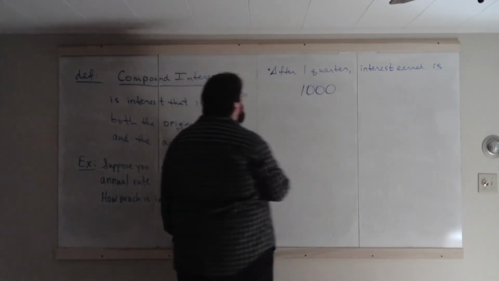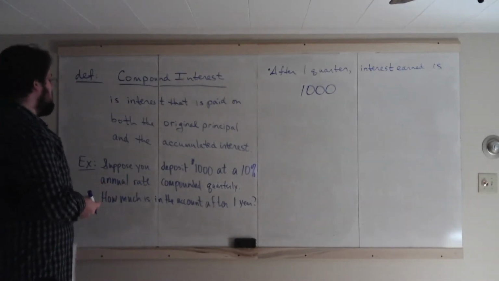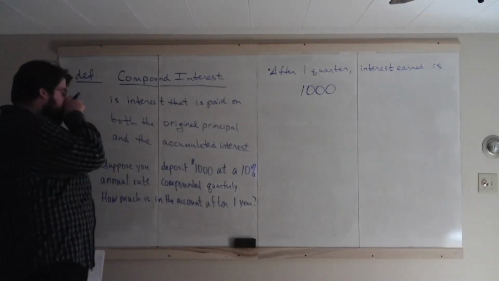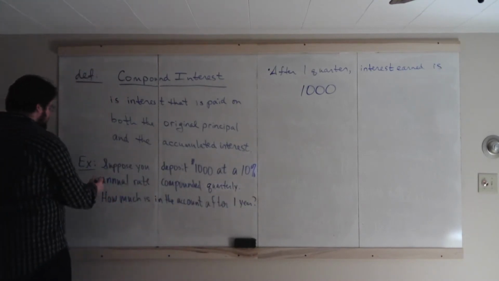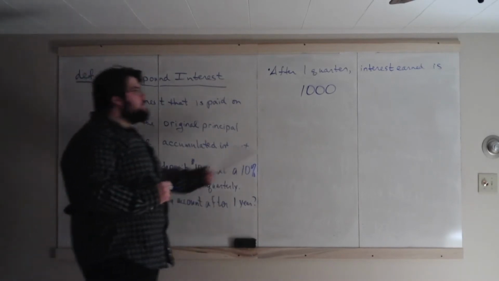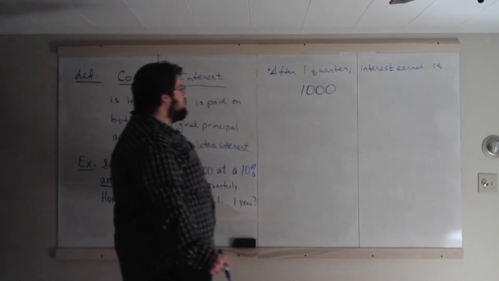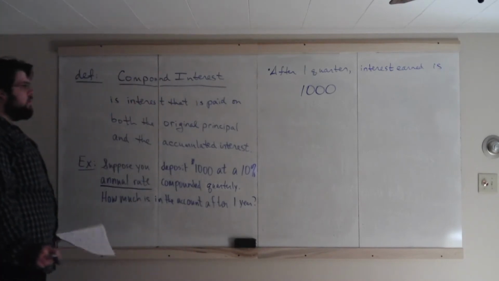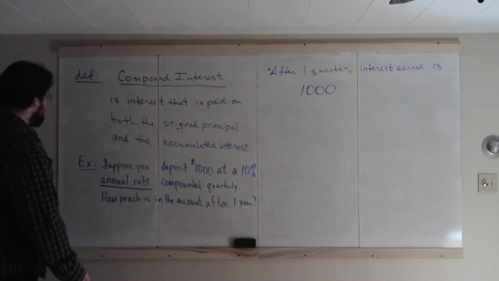We started with $1,000, but how much interest is earned in 1 quarter? How could we figure that out? Well, it's 10% in a year. But our units up here aren't years anymore. Our units up here are quarters. How many quarters are there in a year? Well, a quarter is a quarter of a year.